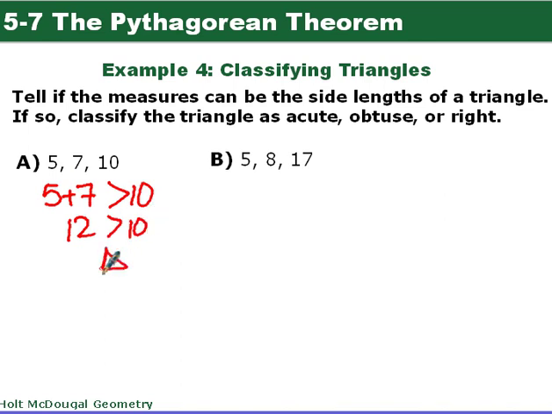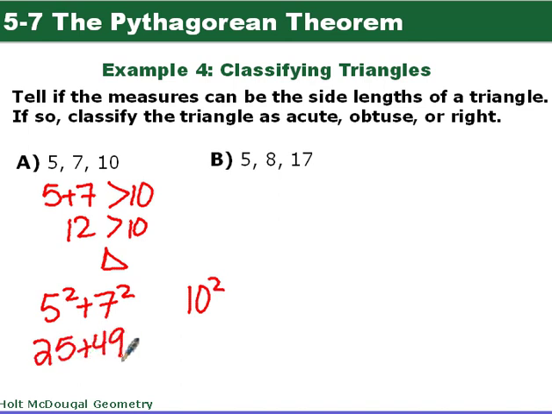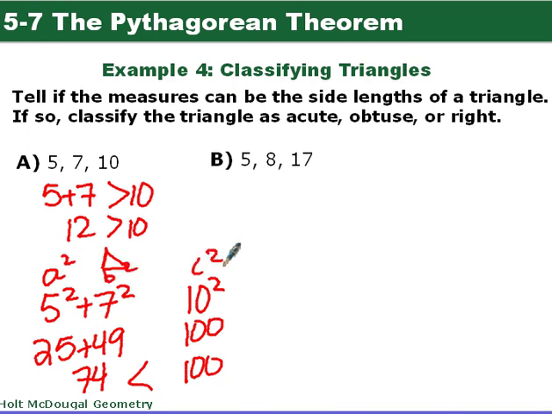So now we can use the inequality theorem, and we get 5 squared plus 7 squared. We're going to have 10 squared over here. We don't know which direction our inequality is going to go. So 25 plus 49, which will be 74, and that's going to be 100. So we know 74 is less than 100, so our c squared is larger. This was our a squared, b squared, and c squared. It's larger, so this is going to be obtuse.